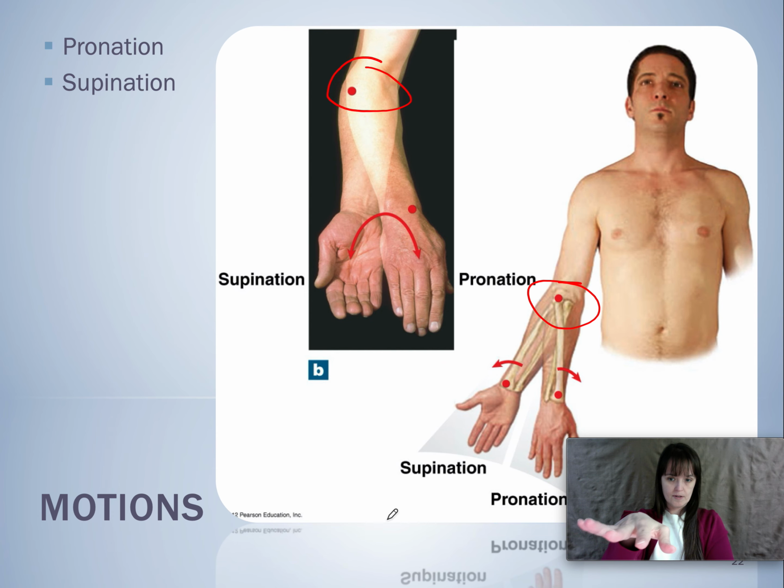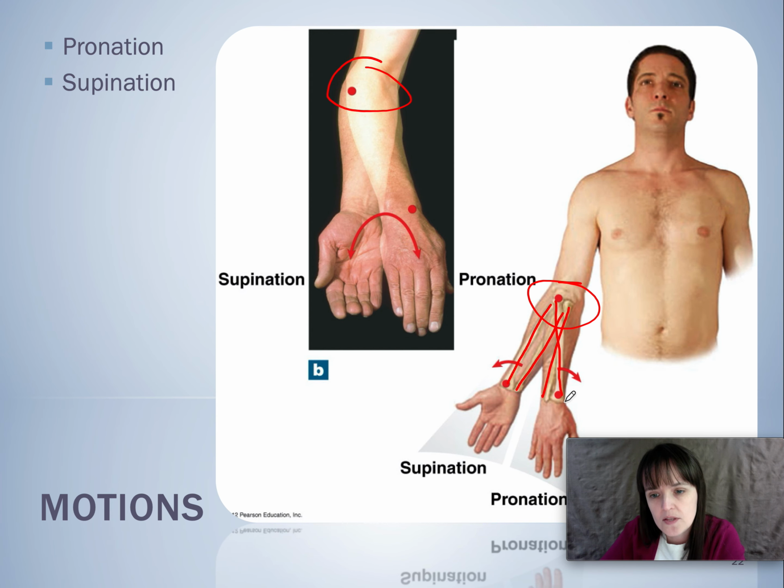Supinate, pronate, supinate, pronate. And what happens here, and you can see this on the picture, in supination, you're in anatomical position and the radius and the ulna are parallel. But then when you pronate, the radius rotates over the ulna and makes an X. So that's how pronation happens.